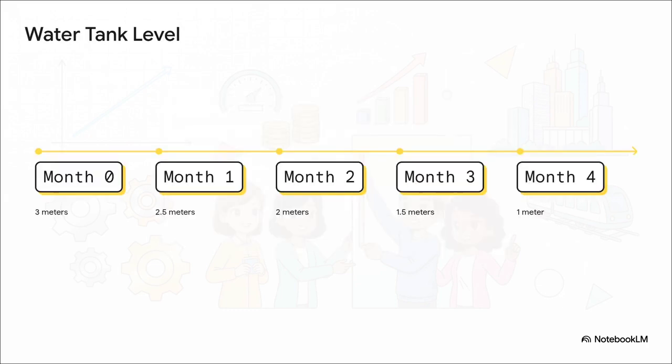But hey, what happens when things steadily go down instead? That is linear decay. Check out this timeline of a water tank evaporating during a hot summer. It starts out at 3 meters deep. After month 1, it's down to 2.5 meters. Month 2, it's at 2 meters. It is losing exactly 0.5 meters of water every single month because it's decreasing by a fixed, constant amount over equal intervals of time. It is a perfect example of linear decay.